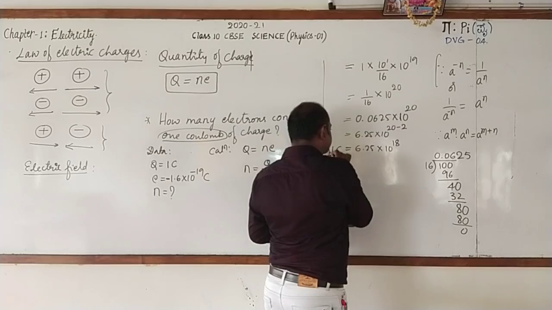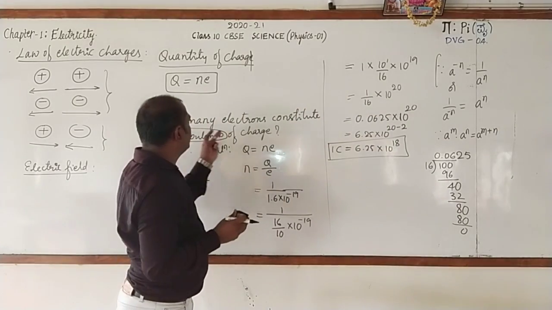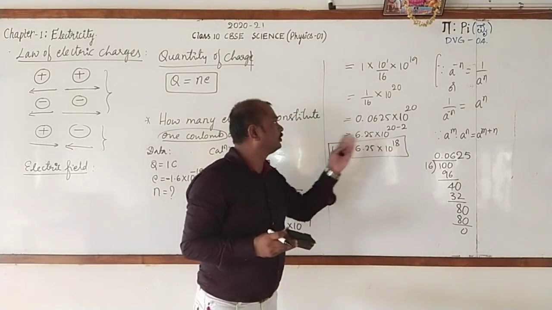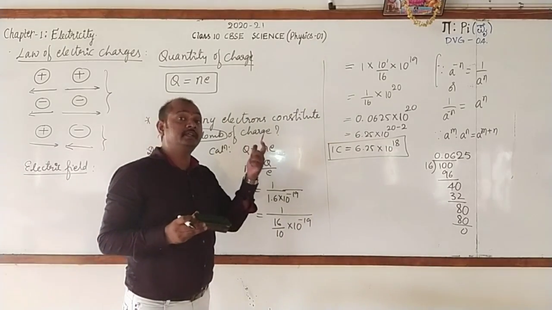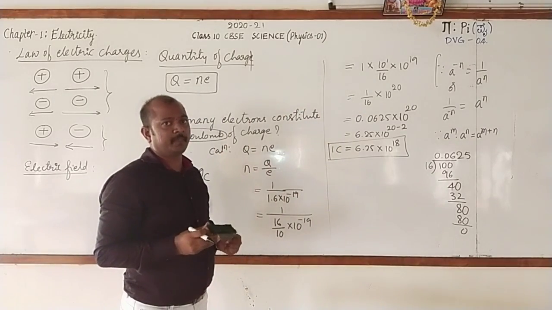Very important, must be remembered. It can also be asked just for one mark, like this: How many electrons constitute one coulomb of charge? You have to write 6.25 into 10 raised to the power 18 electrons charge is equal to one coulomb.